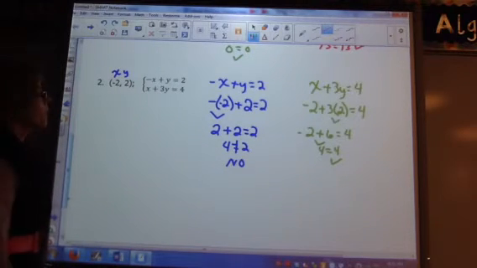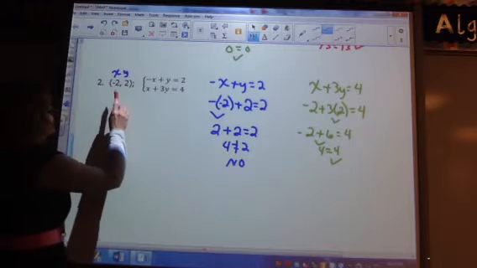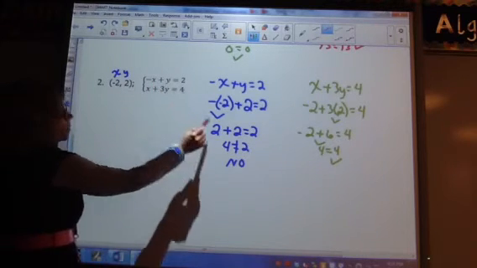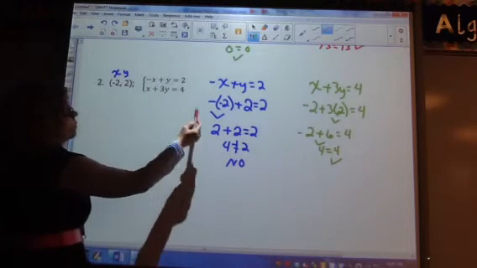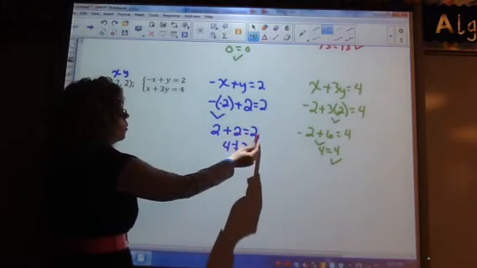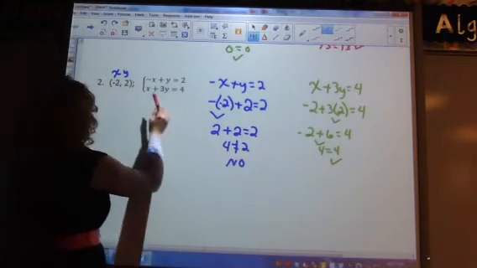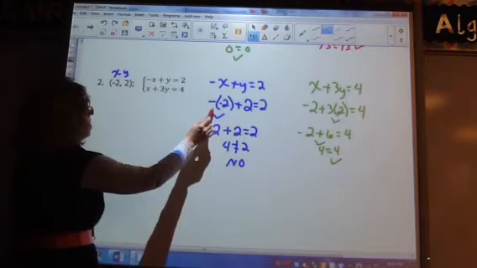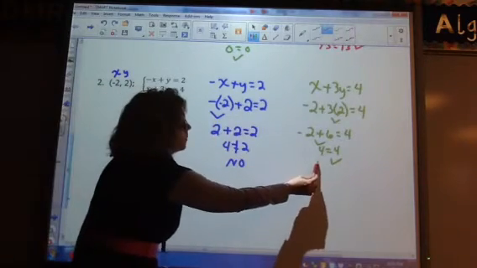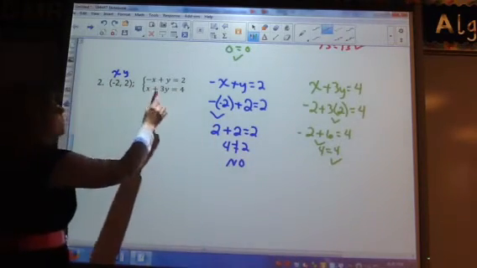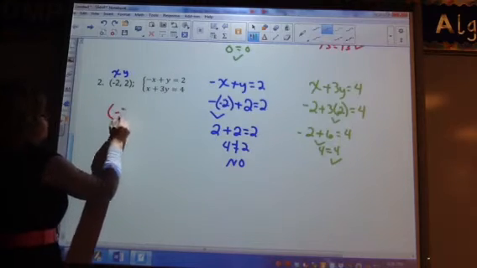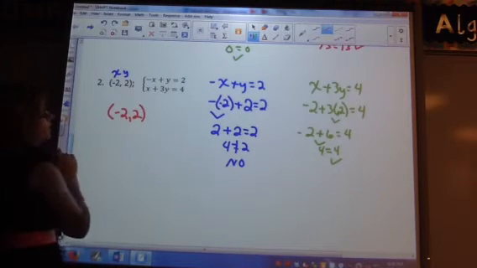Okay, so what this tells you, class, is this point is not on this first equation, because when you substitute in for your x and y coordinate, you do not get a true statement here. So that point is not on this line. Therefore, it is on this one, because you get a true statement, but it cannot be the solution to the system because it's not on both lines.